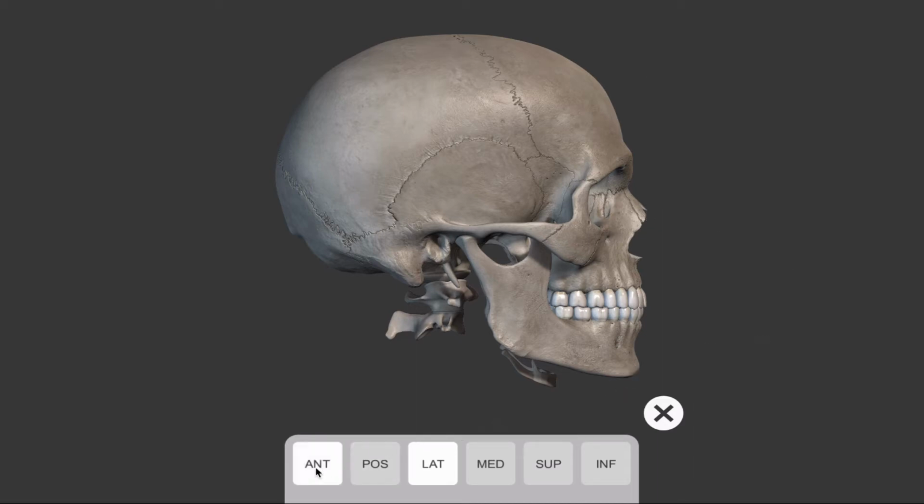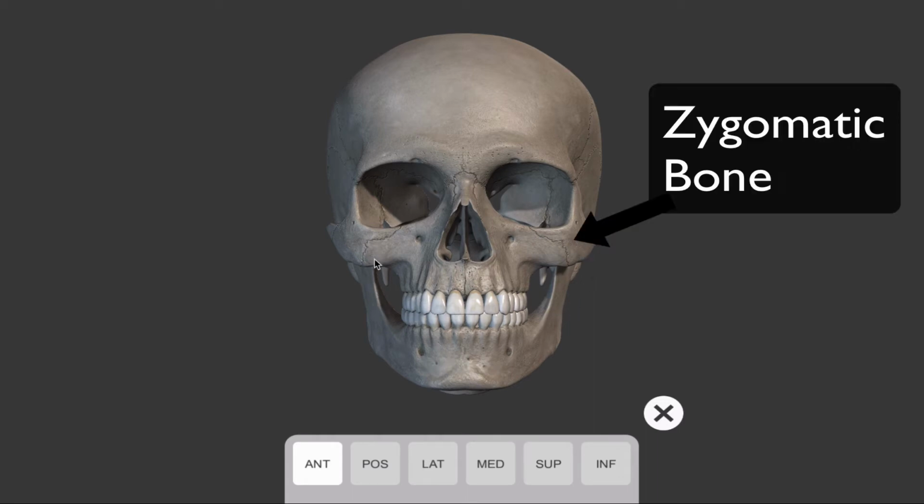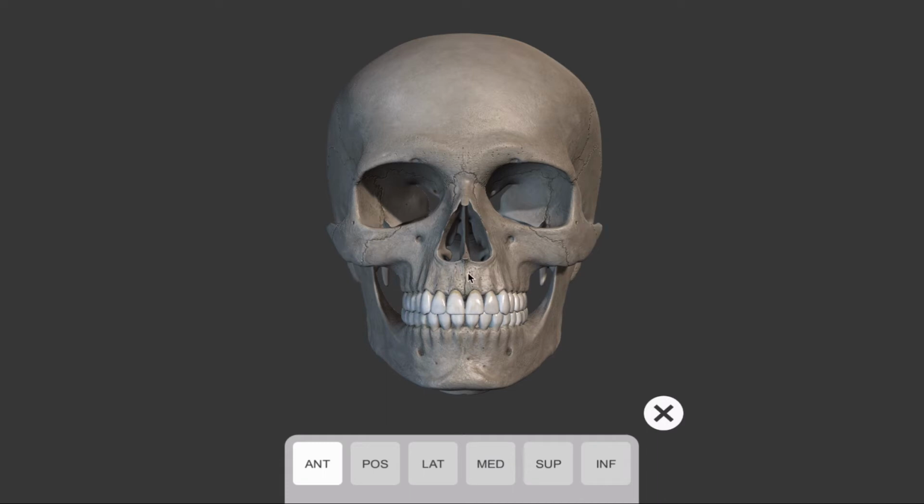Okay, so let's look at the anterior view now of the skull. Again, we can see the nasal bones. Here again is your frontal bone and your maxilla and your mandible and your zygomatic bones on both sides, your cheekbones. Now within the nasal opening there are a couple of structures that I want to point out to you.